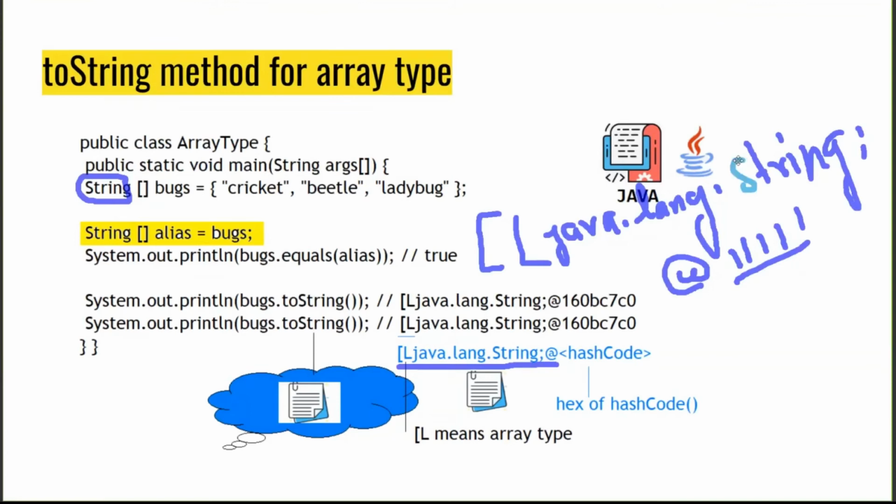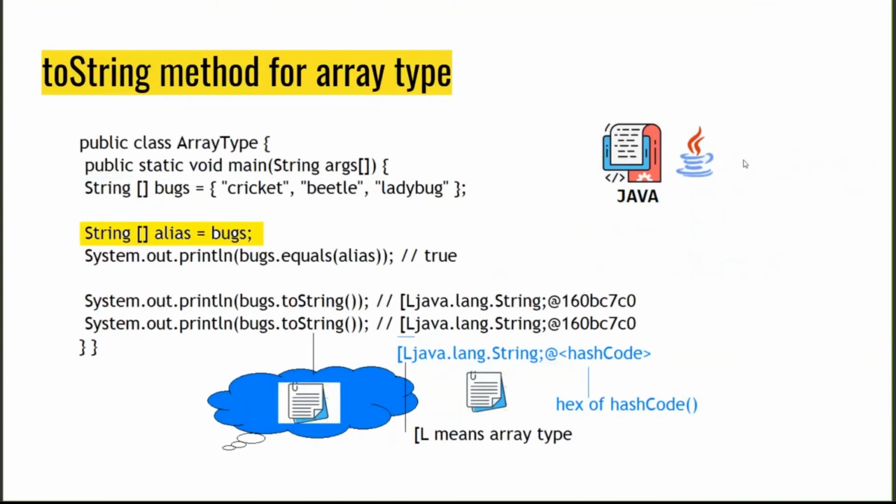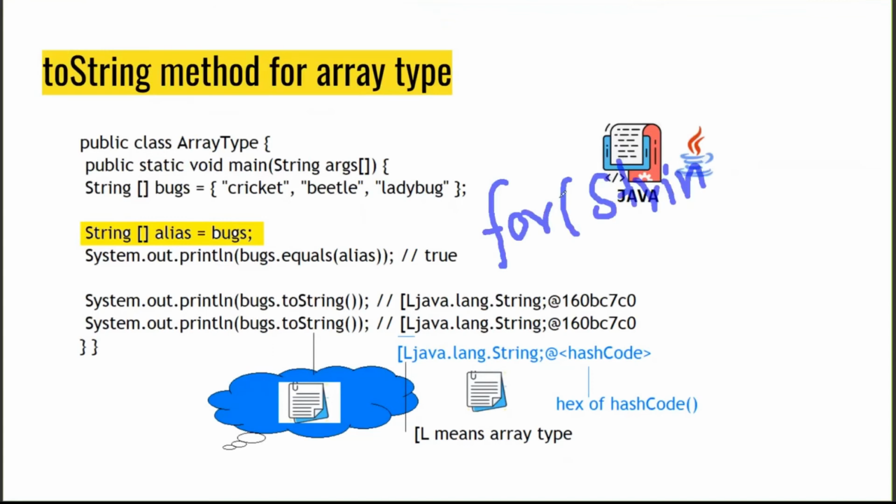Well, how to print the whole array data? It's just a cup of tea, you know it. Use a for loop. If you don't want to use a for loop, that's your concern. We have one method. Let me tell you.